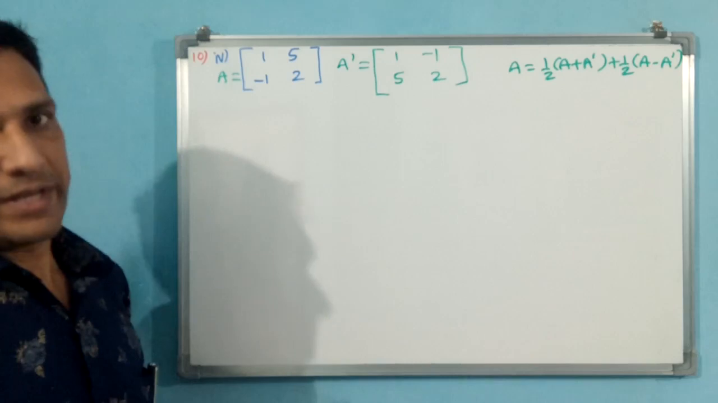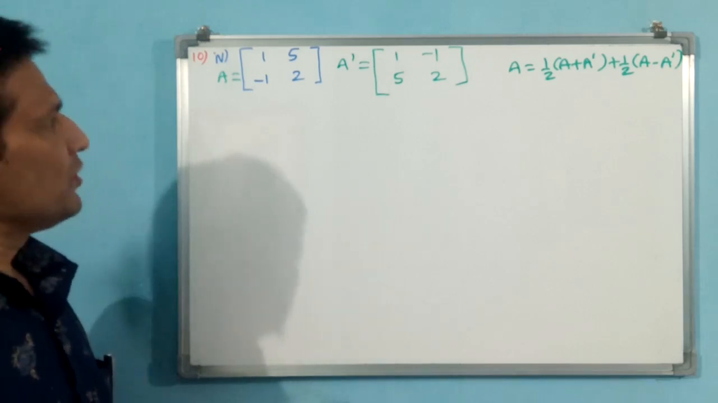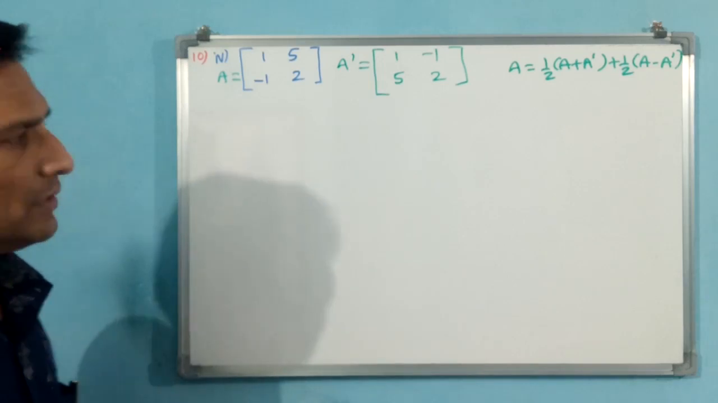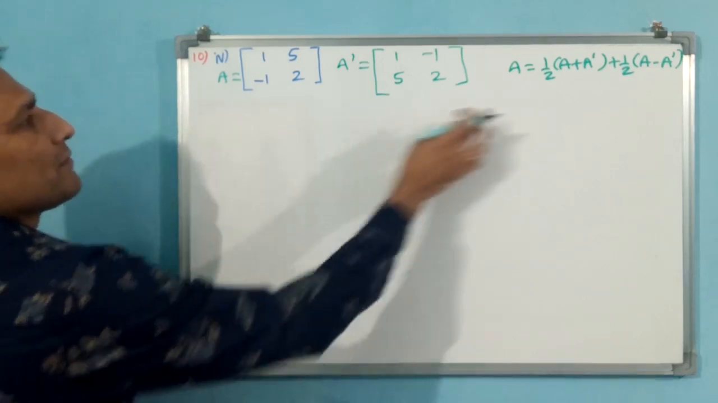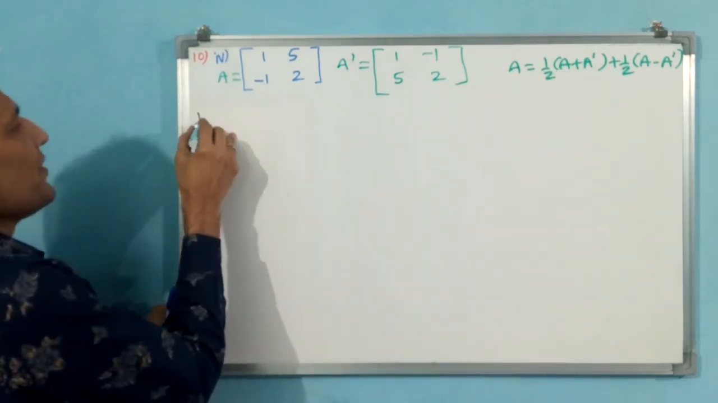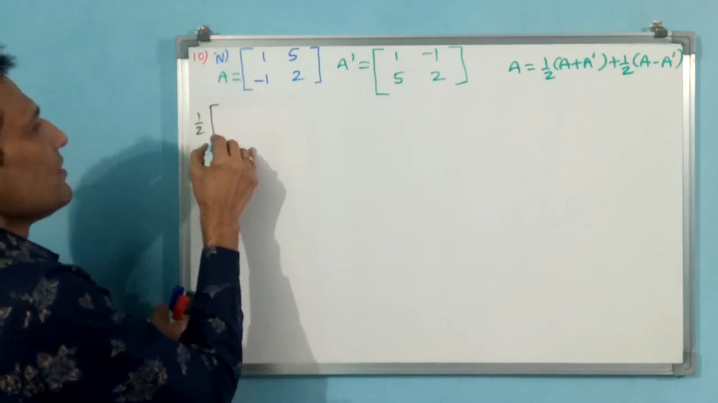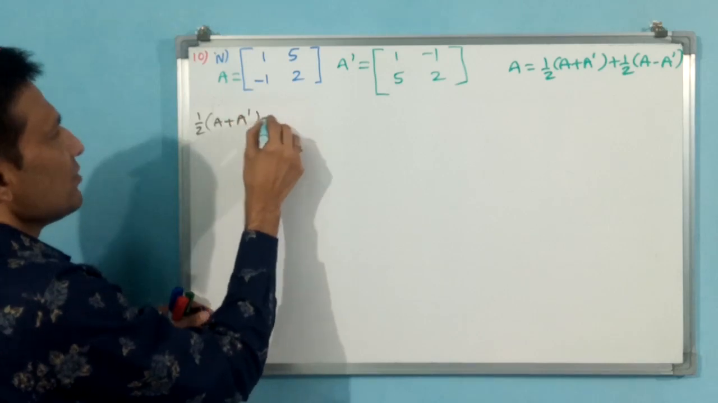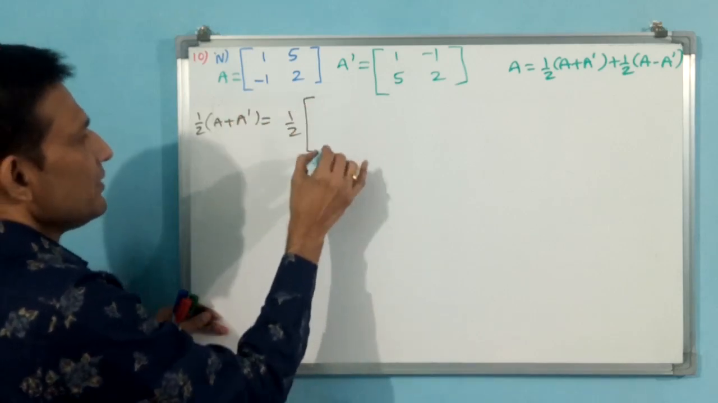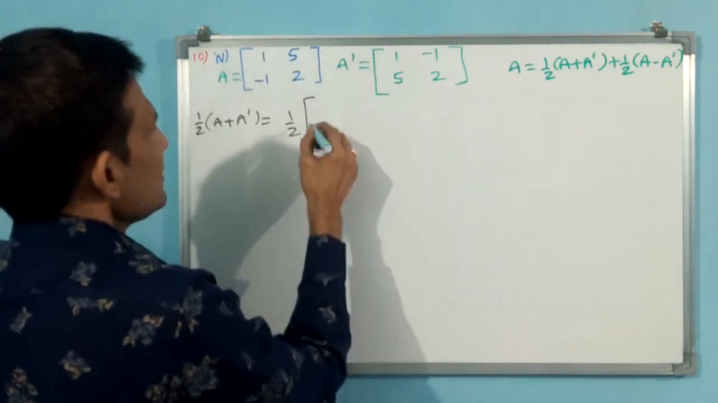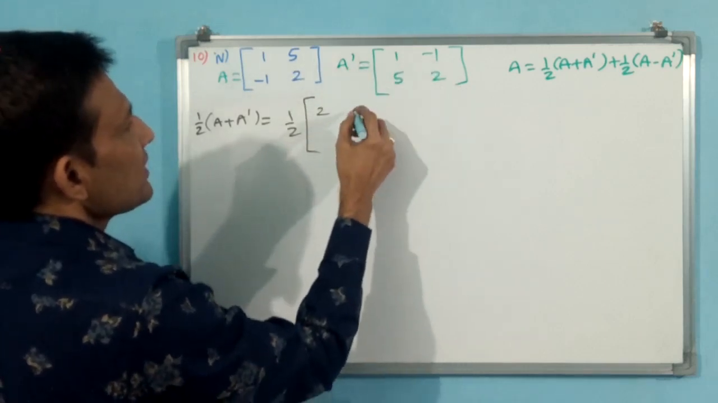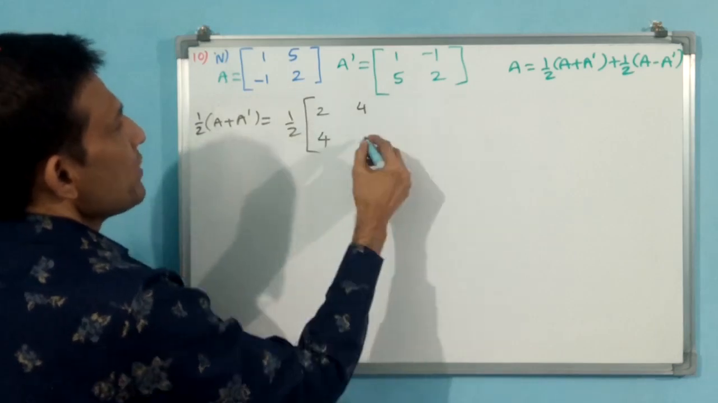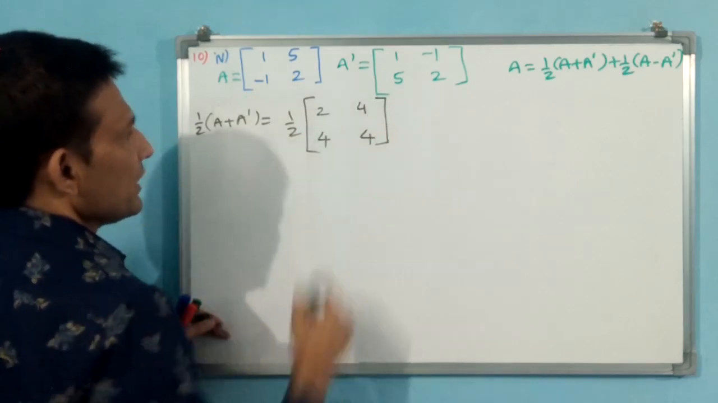In this way, you have to write. Okay, let us do it. Now, A transpose is in front of you, both are available. Now, first part, this one you do. 1 by 2 into A plus A transpose is equal to 1 by 2. 1 plus 1, 2. 5 minus 1, 4. Minus 1 plus 5, 4. 2 plus 2, 4.